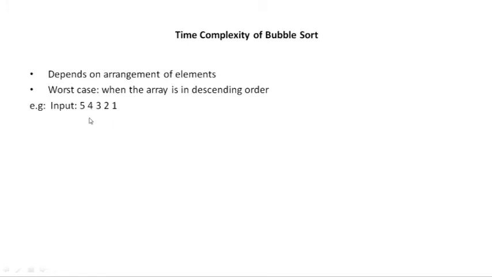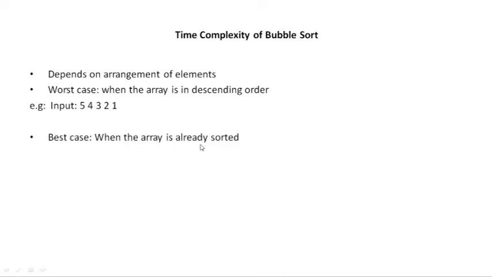So this is the way bubble sort works, but I'm telling you that this is the worst case, because in each of the comparisons it is going to swap the values. After each comparison there will be swapping of the values.